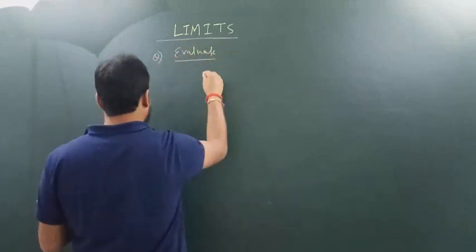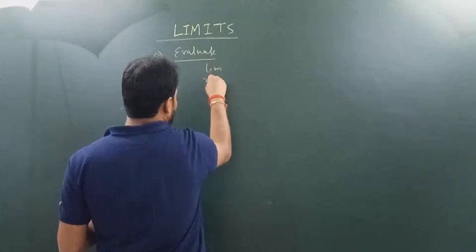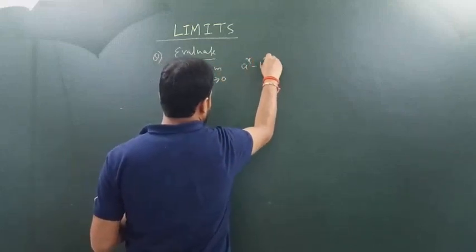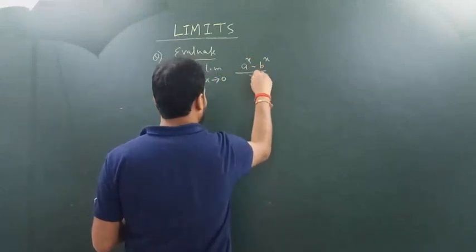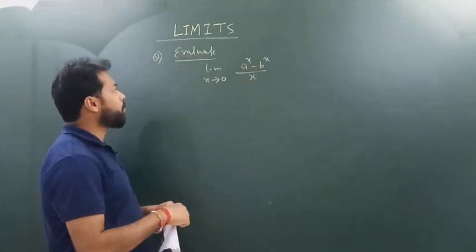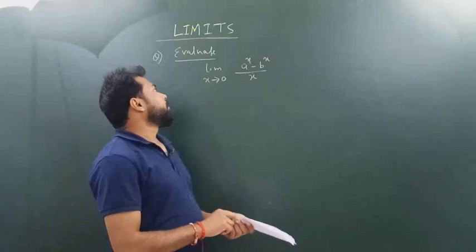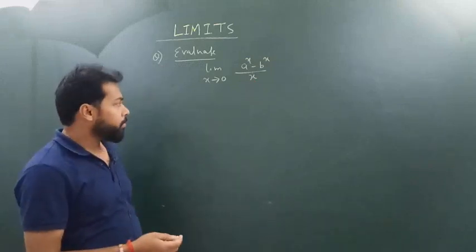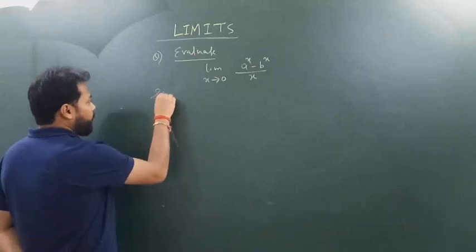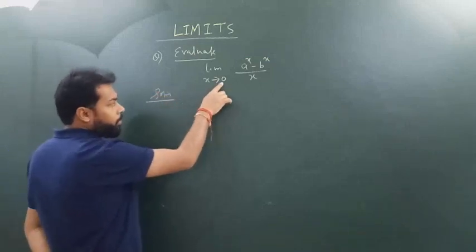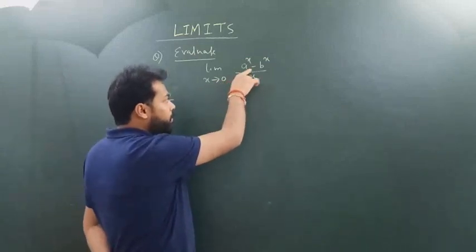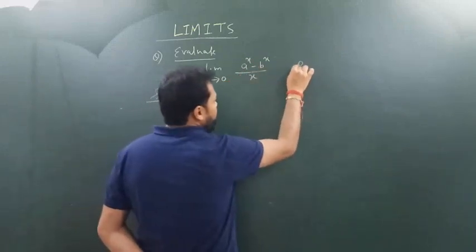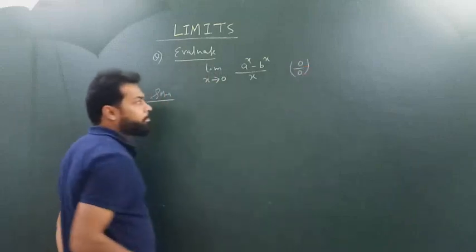Evaluate limit x tends to 0, (a^x - b^x)/x. So this is the question. If you put x equal to 0 here, a^0 is 1, b^0 is 1, and 1 minus 1 is 0. So this is 0 by 0 form.